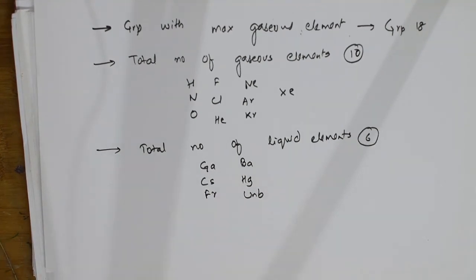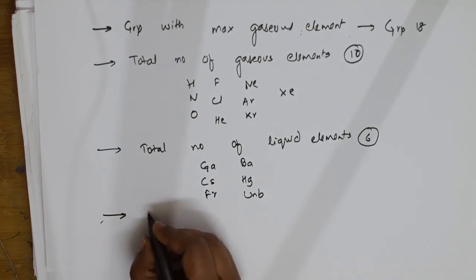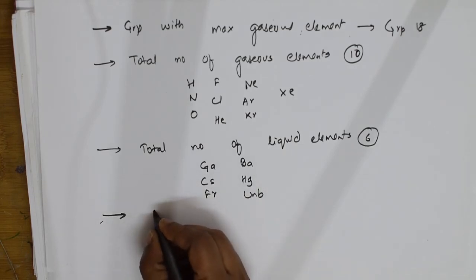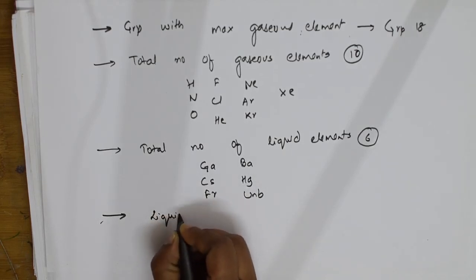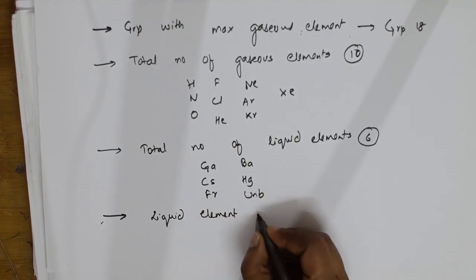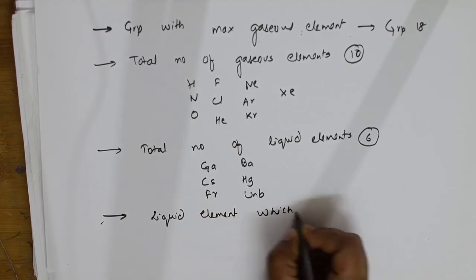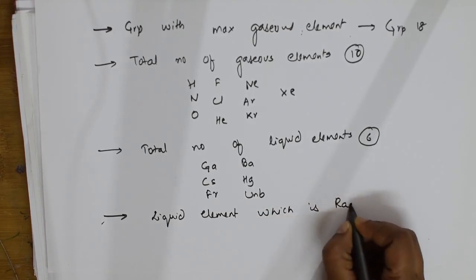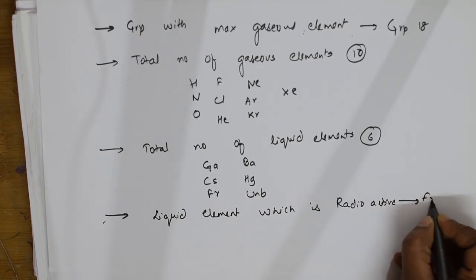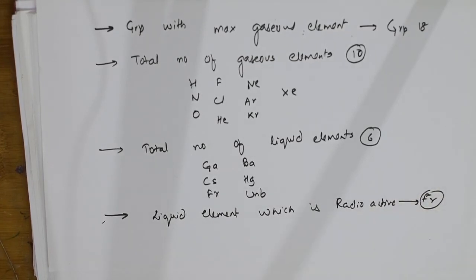Right, students? Now, one more let us add to our book. An element which is liquid and it is radioactive. Let us write: liquid element which is radioactive. So it is francium. Confidently you can say francium.